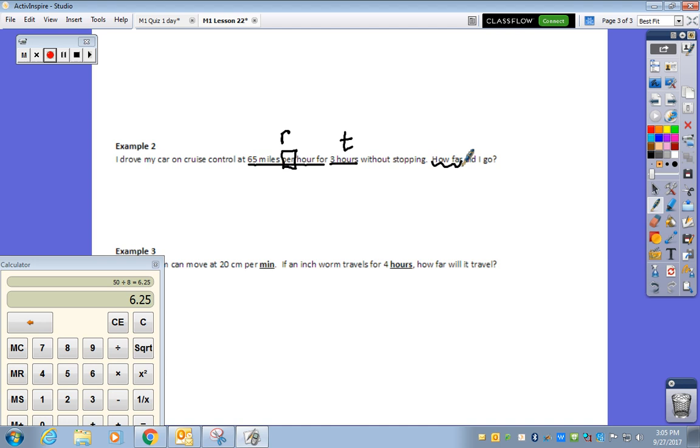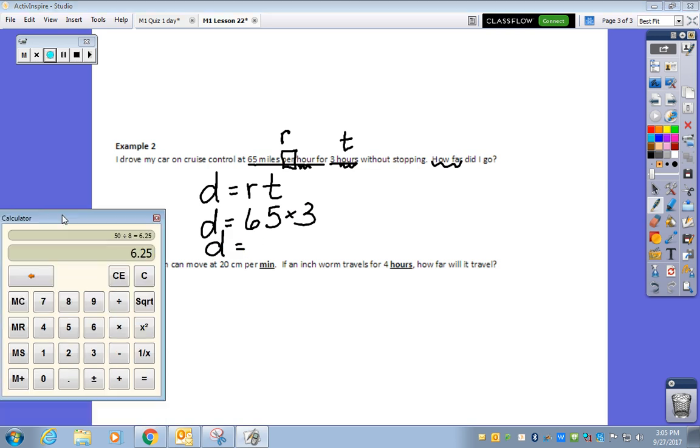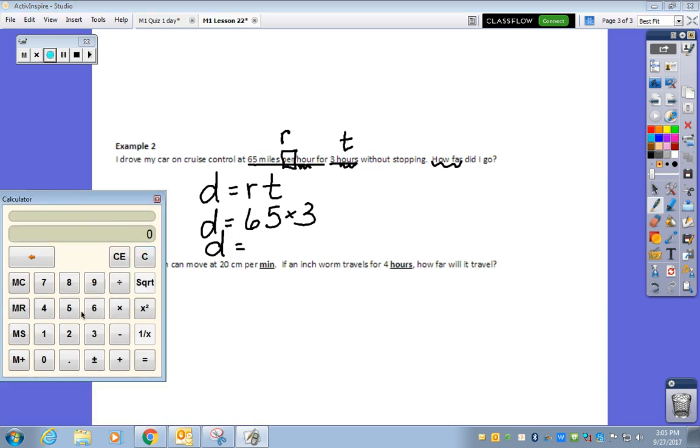Something to note, both units in the rate and the time match, so that's good. We can just go ahead and use our distance formula. To find distance, we would use d equals rate times time. So d would be equal to 65 times 3. Put 65 times 3 into our handy-dandy calculator. And we see it's 195. And if we look back into the problem, it would be miles for the distance.